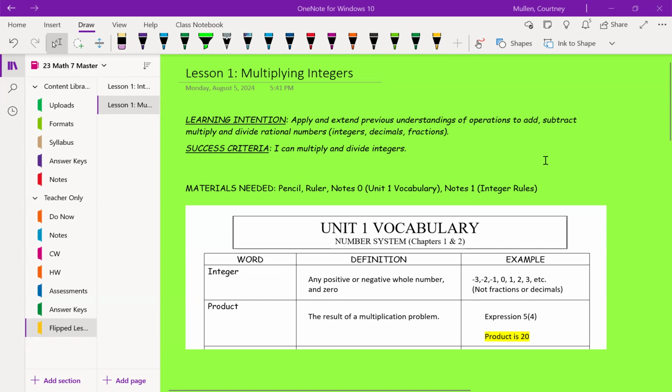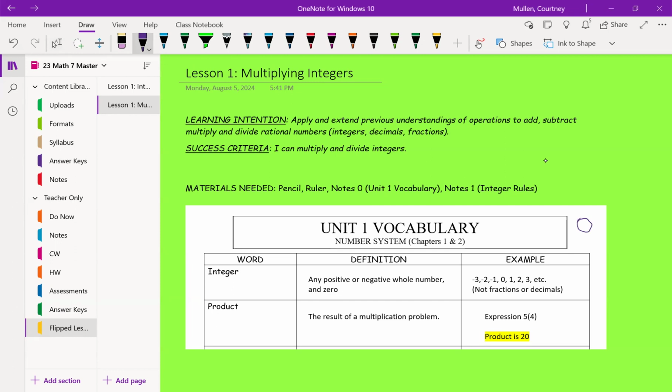The materials you need for this video are a pencil, a ruler, note 0, which is your unit 1 vocabulary, and notes 1, which is our integer rules. So let's go ahead and get started. The first thing I'd like you to do is on your Unit 1 vocabulary notes, go ahead and put a note 0, the number 0 in the upper right-hand corner, and you can work along with me.